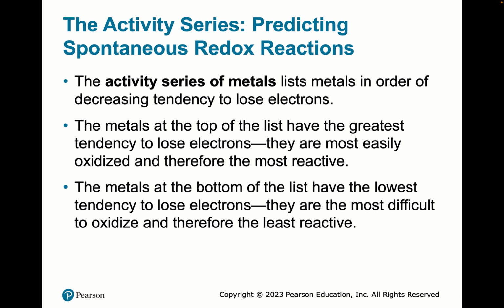So now let's talk about predicting spontaneity. So think about a spontaneous person. A spontaneous person just does things. So that's a spontaneous person. A non-spontaneous person is someone you need to cajole into doing something. So same thing with chemical reactions.